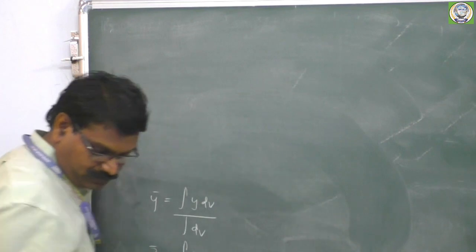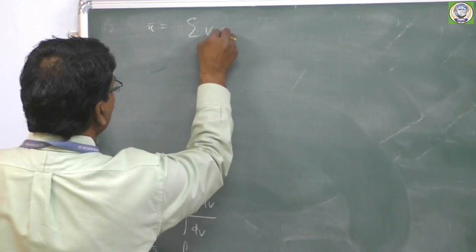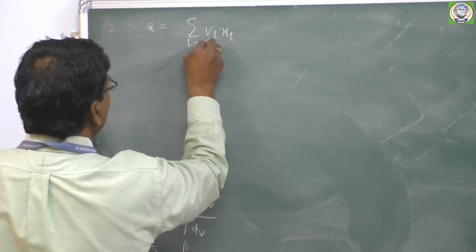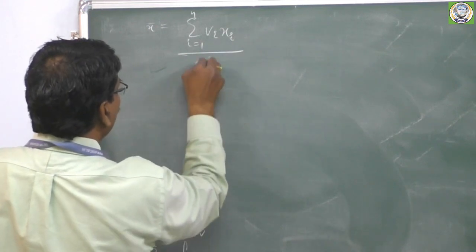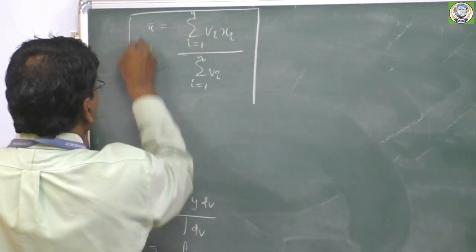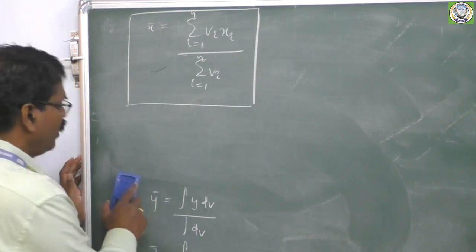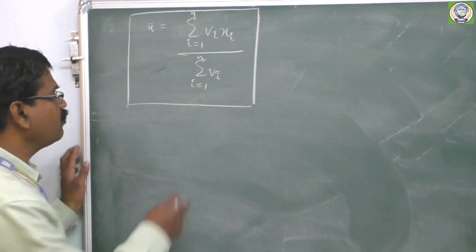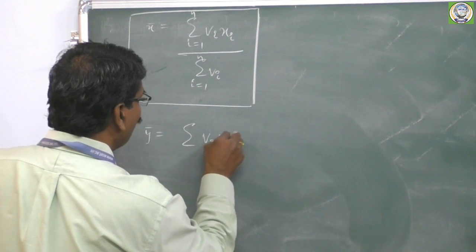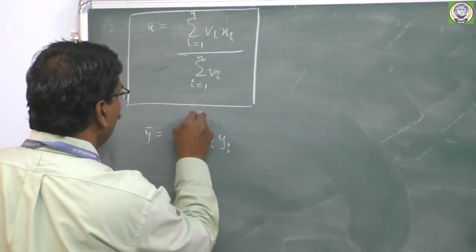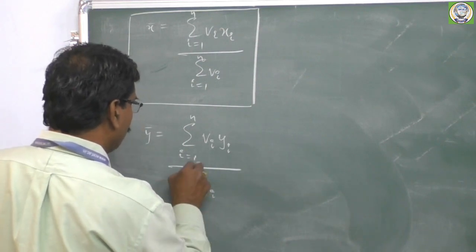They are like this. X bar is equal to sigma vi xi, where i is varying from 1 to n, whole divided by sigma vi, where i is varying from 1 to n. This is the exclusive expression for the center of gravity. Let it be denoted by x bar. Similarly, y bar and z bar are also represented by their respective formulas. Y bar is equal to sigma vi yi, where i is varying from 1 to n, divided by sigma vi, where i is varying from 1 to n.